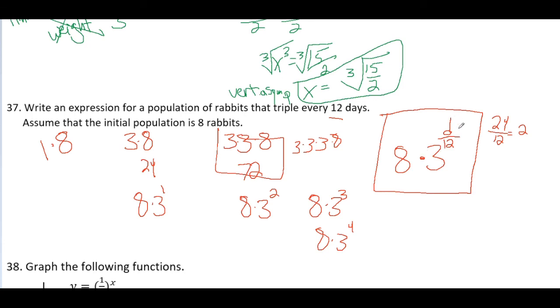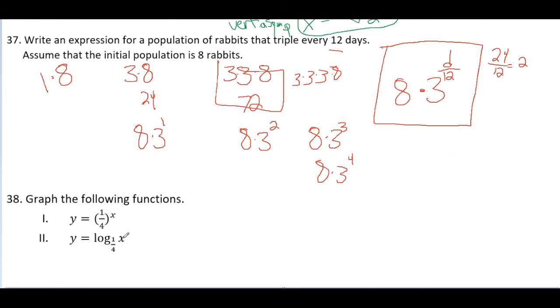Number 35, we'll use Desmos. We're going to graph 1/4 to the x. All right, that's an exponent right there. And then log base 1/4 of x. Now, one thing that I already know, these are going to be inverses on the graph. Let's take a look.